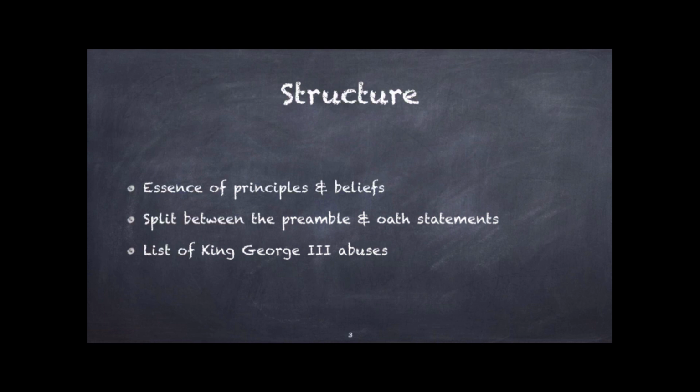Between those 2 sections, you have about 400 words of the document. The preamble is the reason for them writing this document, and the oath statements are their declaration of oaths to each other and to God. The middle section is the list of abuses that they're accusing King George of committing. And this particular list encompasses about 25 major abuses over a 10-year period.